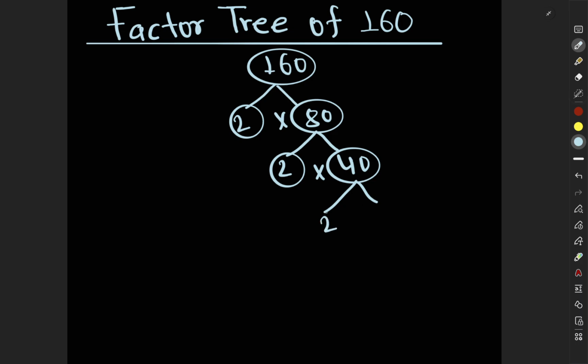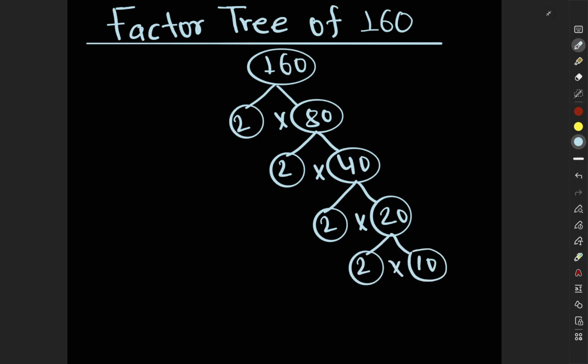Likewise, 40 can be written as 2 times 20. Likewise, 20 is 2 times 10. And 10 is 2 times 5. So now we select the prime numbers among these numbers. The prime numbers here are 2, 2, all the 2s, and at last 5.